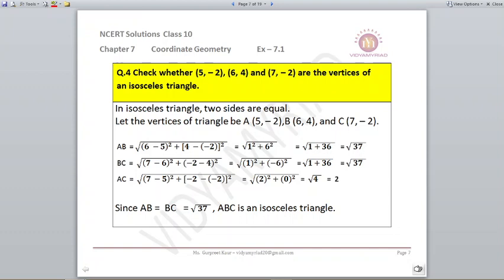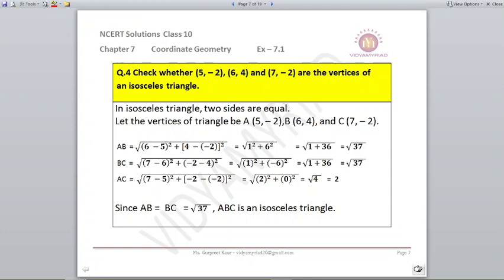Check whether (5, -2), (6, 4) and (7, -2) are the vertices of an isosceles triangle. So what is the property of an isosceles triangle? In an isosceles triangle, two sides are equal. Okay. So let us find out the distance between AB, BC and AC. So let us see when we use AB. So A is your (5, -2) and B is your (6, 4). Using this and the distance formula, we get root 37.